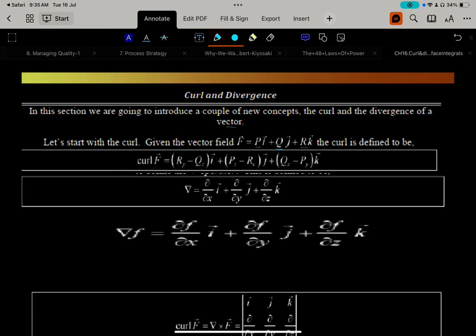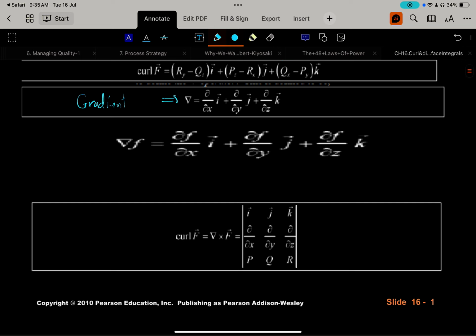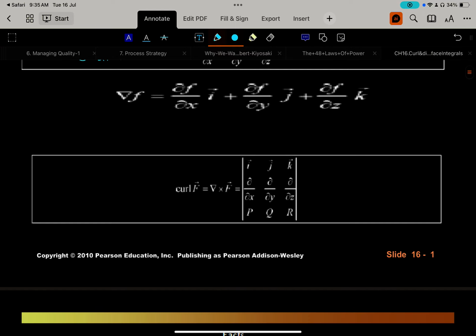And so this is the curl of F, and we can see that it involves the gradient, which is the partial derivative in x in the i component, the partial derivative in y in the j component, and the partial derivative in z in the k component. So the gradient is the partial derivative with respect to x, y, z. And so the curl of F is the gradient crossed with F.